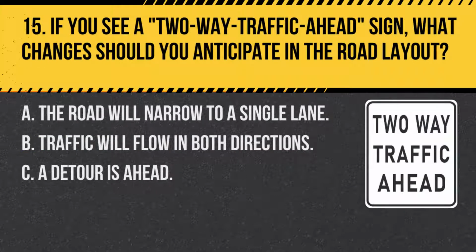Question 15. If you see a two-way traffic ahead sign, what changes should you anticipate in the road layout? A. The road will narrow to a single lane. B. Traffic will flow in both directions. C. A detour is ahead. Answer: B. Traffic will flow in both directions. This sign warns that the road layout will change to accommodate two-way traffic.